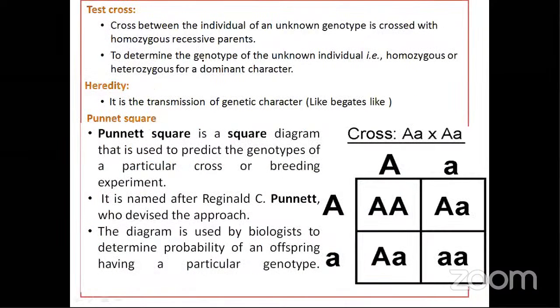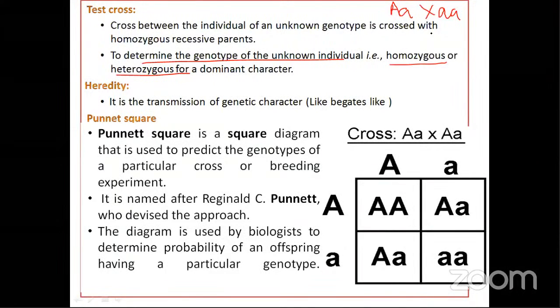Then test cross, I already told you. So what is the use of the test cross? To determine the genotype of an unknown individual, that is, whether it is homozygous or heterozygous. When you cross the F1, that is capital A small a, with the recessive parent, so this is the recessive parent.